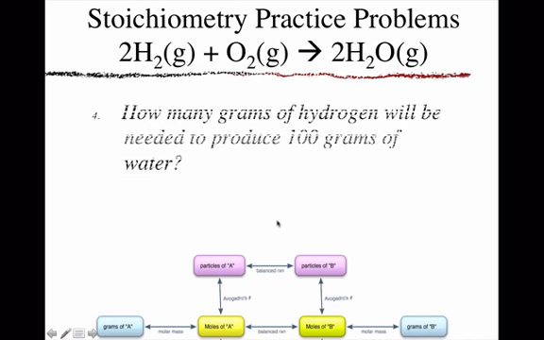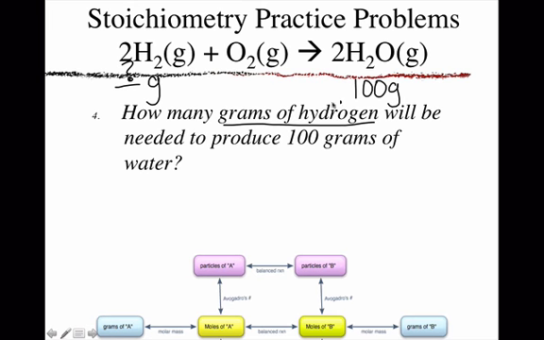Okay, last problem together. How many grams of hydrogen will be needed to produce 100 grams of water? So how many grams of hydrogen, that's what I'm looking for. So I'm starting with 100 grams of water, and I'm trying to find how much hydrogen that will take.